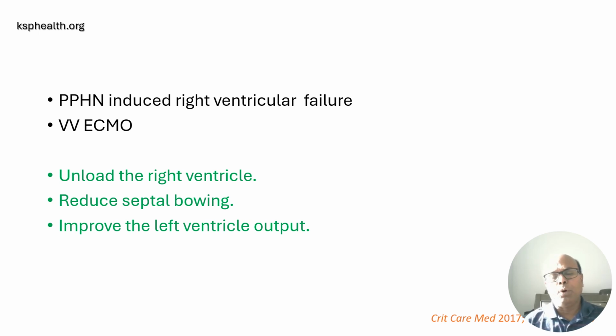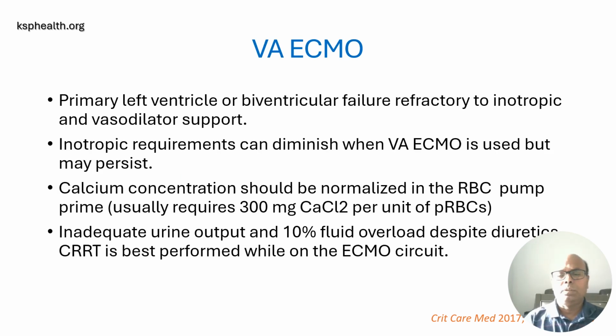When you do a VV ECMO for a patient with pulmonary hypertension induced right ventricular failure, it unloads the right ventricle, reduces septal bowing, and improves the left ventricular output. VA ECMO is considered when there is a primary left ventricle or biventricular failure refractory to inotropic and vasodilator support. Inotropic requirements can diminish when VA ECMO is used, but they can persist.